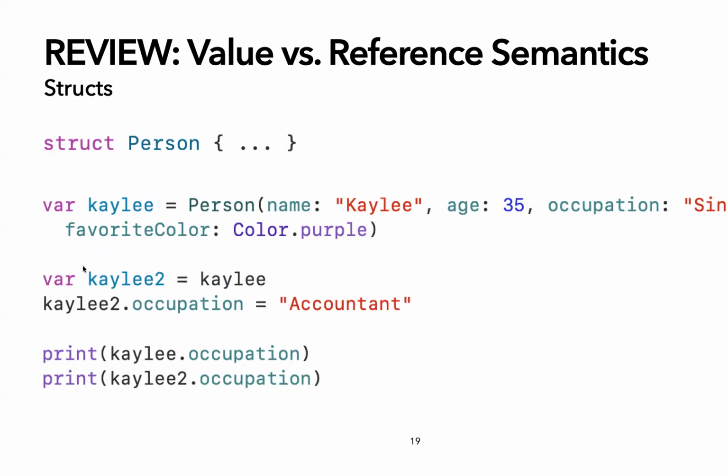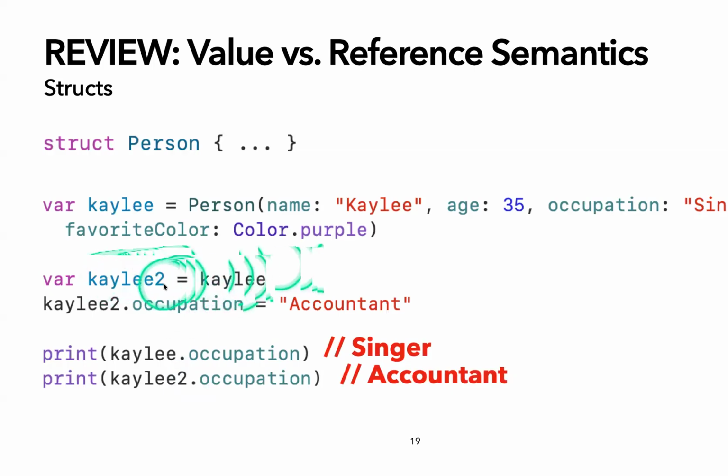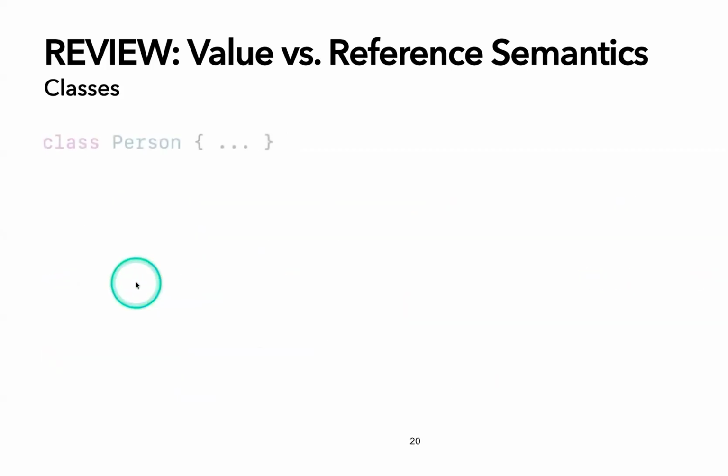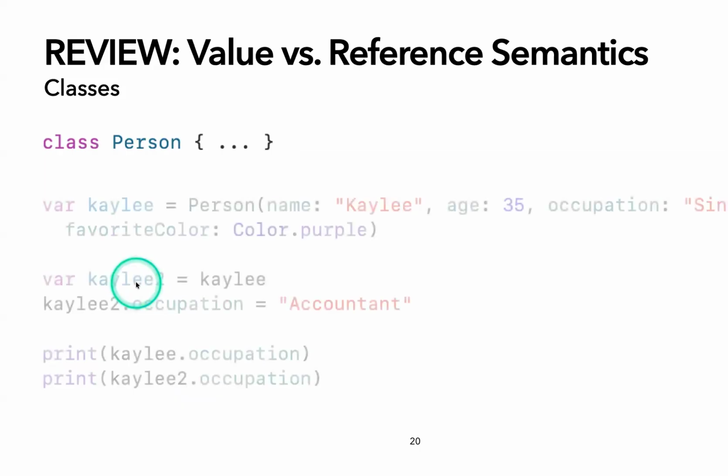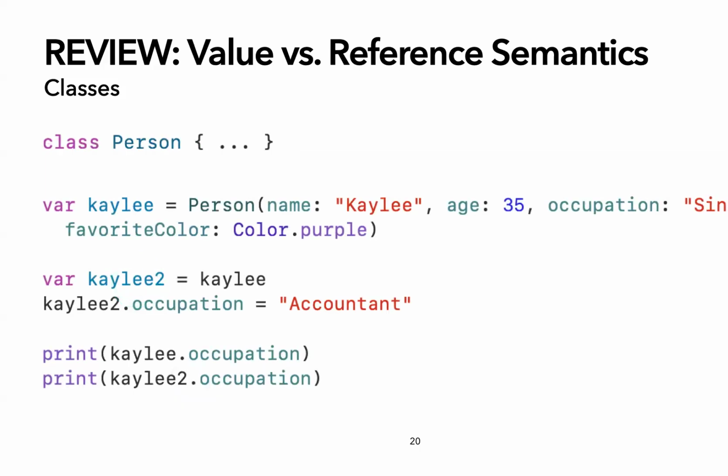Okay, can anyone tell me what these two values will print out? What would kaylee.occupation print out? Singer, that's correct. And kaylee2 would be accountant. The reason is because when we do this line right here, we're basically copying kaylee into kaylee2. So now there are two instances. Now, with the same exact code, but using a class instead of a struct, what will happen here?